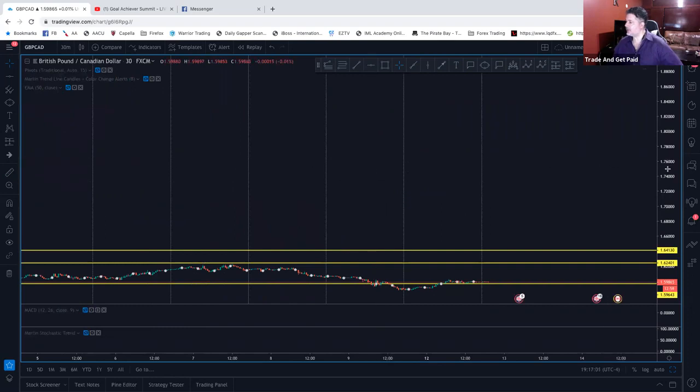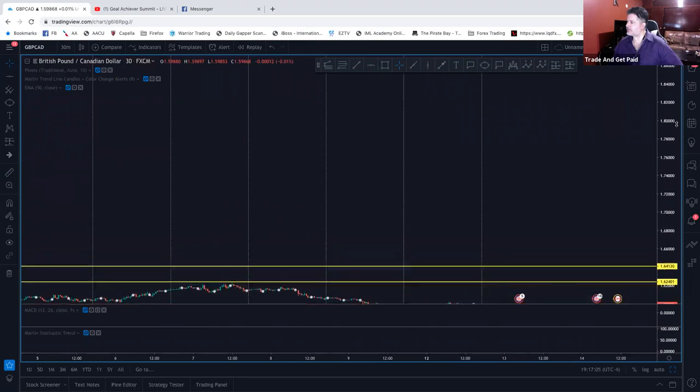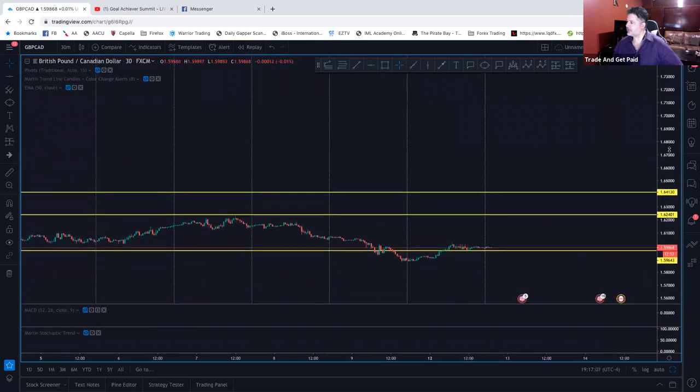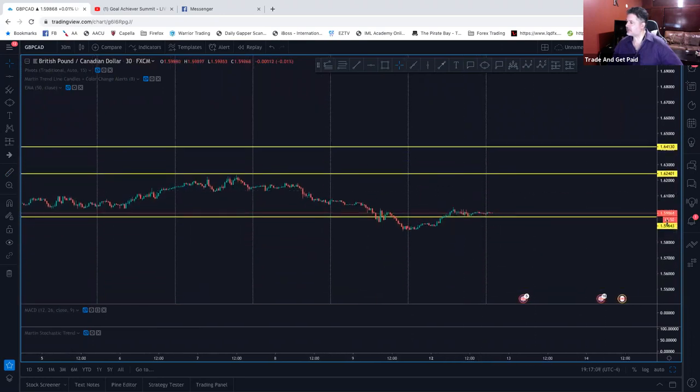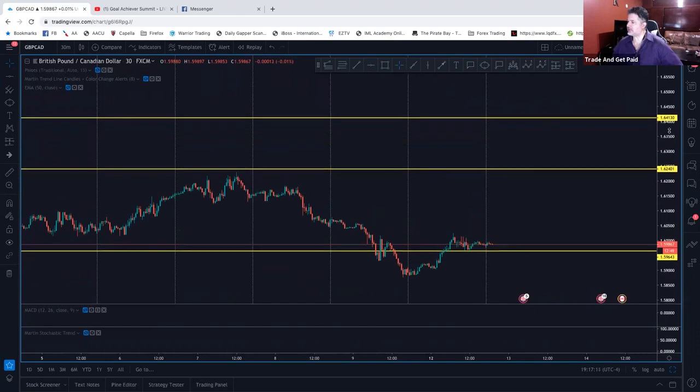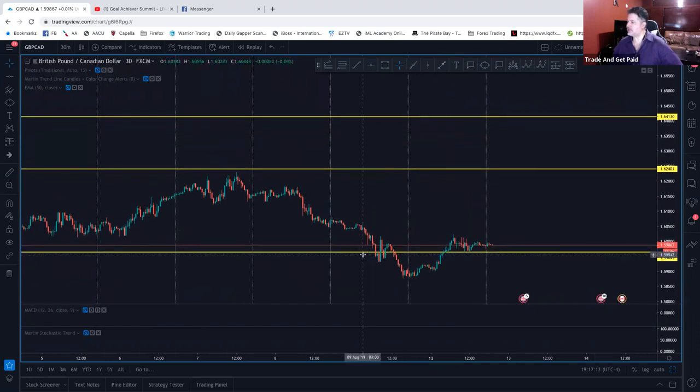Okay. And then you can make this bigger by just grabbing the numbers and stretching them. That allows you to see a little better what the action is doing right now. Okay. And this is basically how we build our charts. This is how Jay does it. This is how I do it. We go from the daily, see the action, see where it's at, see the zones.